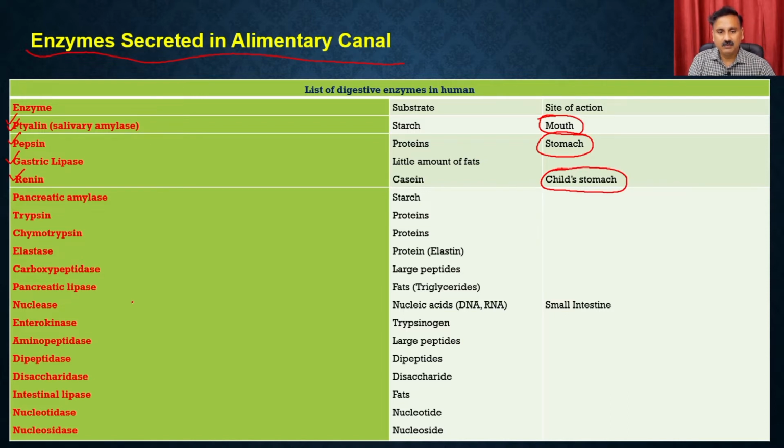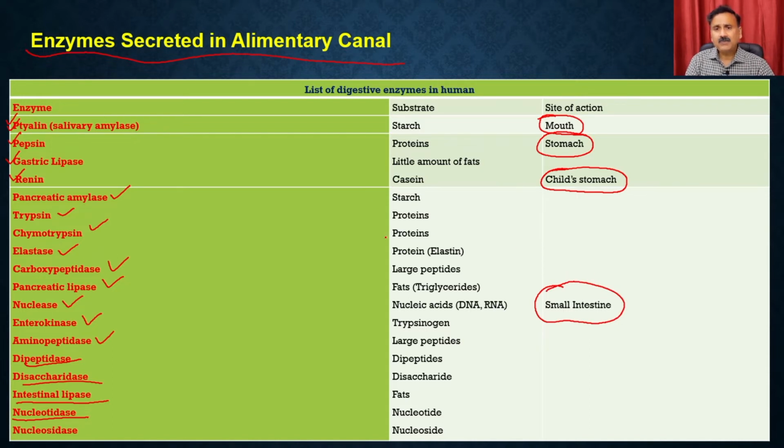Then we have a huge list of the enzymes present in the small intestine, where you have the pancreatic amylase, trypsin, chymotrypsin, elastase, carboxypeptidase, pancreatic lipase, nucleases, enterokinases, aminopeptidases, dipeptidases, disaccharidases, intestinal lipase, nucleotidase, and the nucleosidase. And all these are going to be secreted into the small intestine, and they are going to digest.